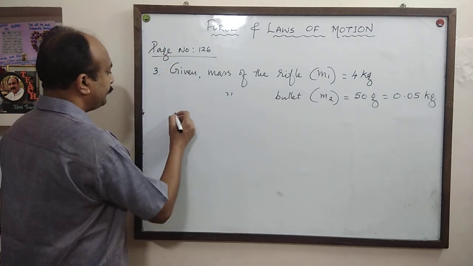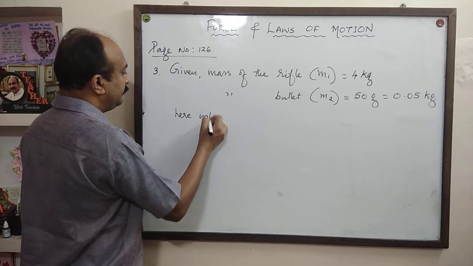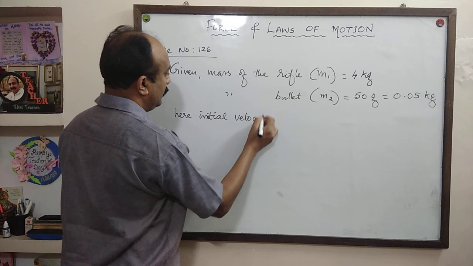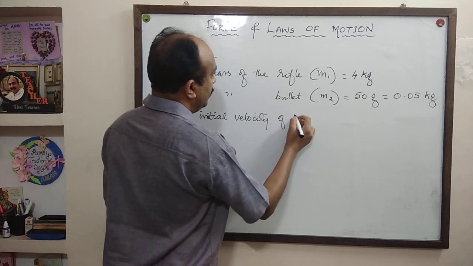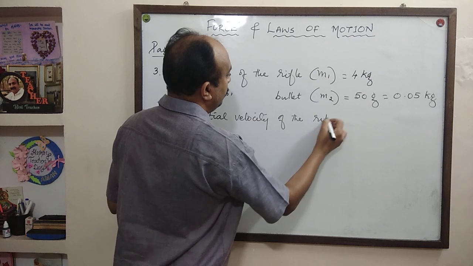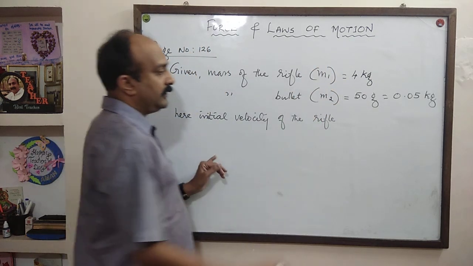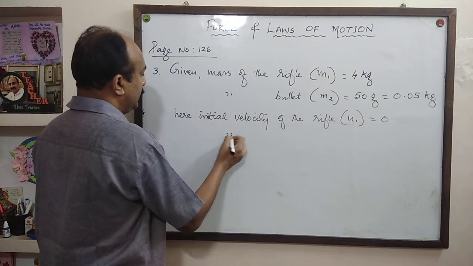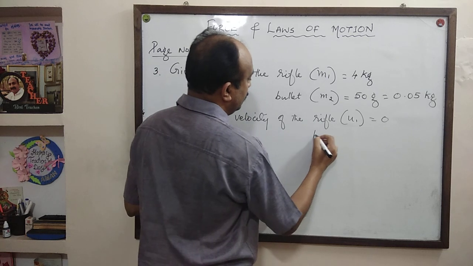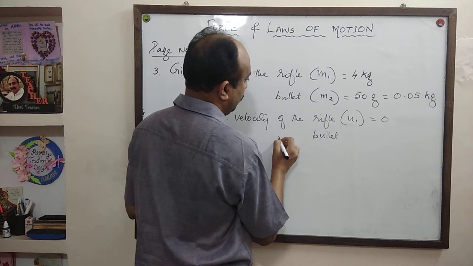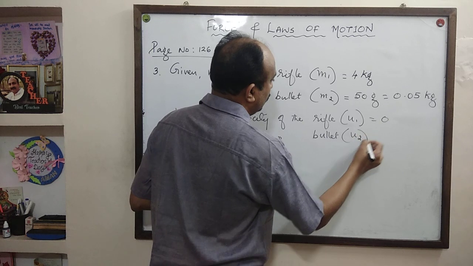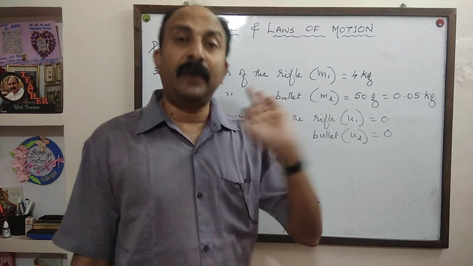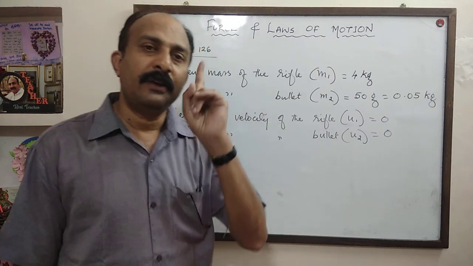So here, initial velocity of the rifle, since we have taken it as M1, so it will be taken as U1 is equal to 0. Similarly, initial velocity of the bullet, which is U2, is also 0. So the velocity by which the bullet is fired is not initial, it is final velocity.